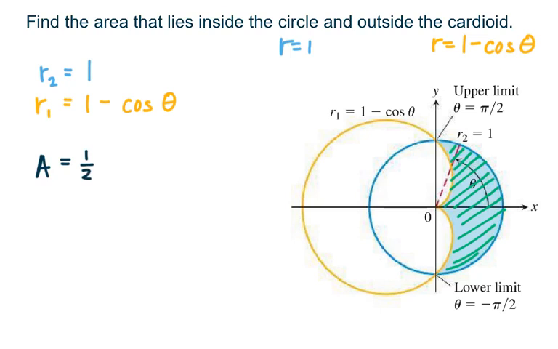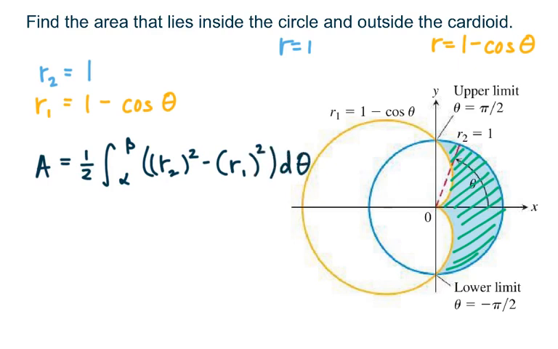So using my formula, which we just set up, A equals 1/2 the integral from alpha to beta of r sub 2, quantity squared, minus r sub 1, quantity squared, d theta. So we know what our two functions are and what we're defining r1 and r2 as, but how do we determine our upper and lower limits, our alpha and our beta? That can just be found by setting the two equations equal to each other.